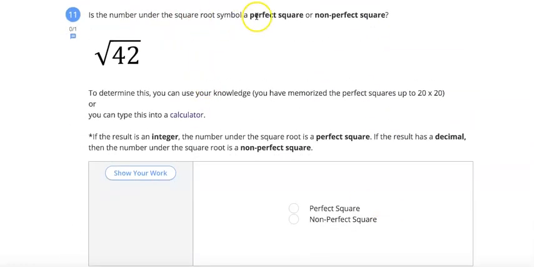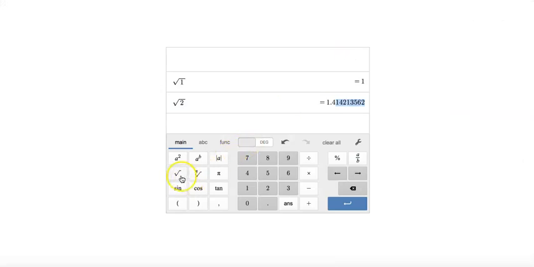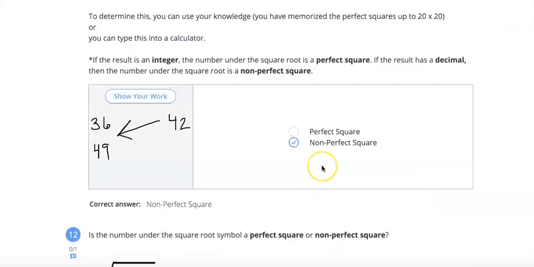Alright, is this number under the square root symbol a perfect square or a non-perfect square? Basically, is there an integer you can multiply by itself to get 42? When we're showing our work, just think about numbers around 42. 6 times 6 is 36, 7 times 7 is 49, and we don't have to go any further. 42 falls between the perfect squares 36 and 49. 42 itself is not a perfect square. And when we type in the square root of 42, look what happens. We get a decimal expansion that has no pattern and goes on forever. So 42 is a non-perfect square, and then we move on.